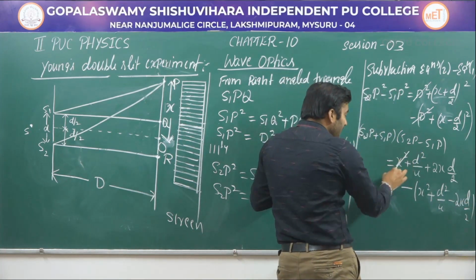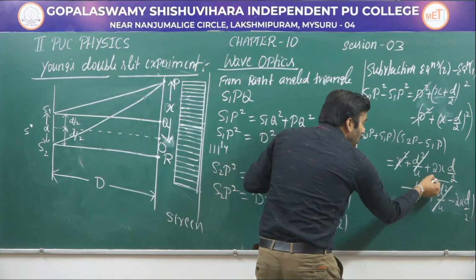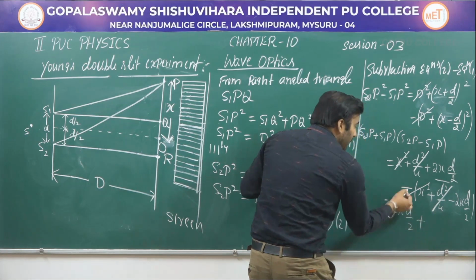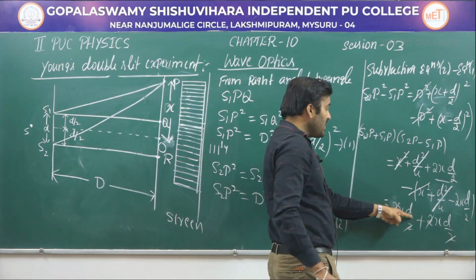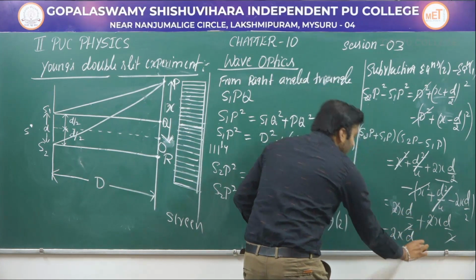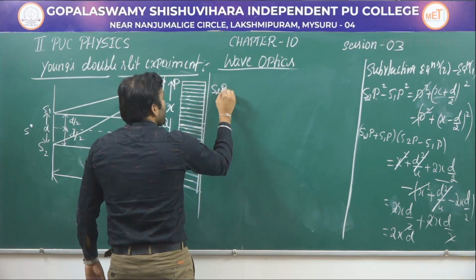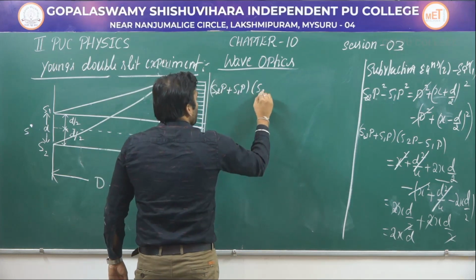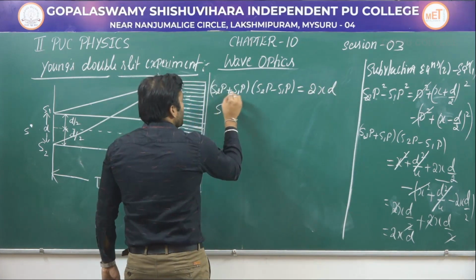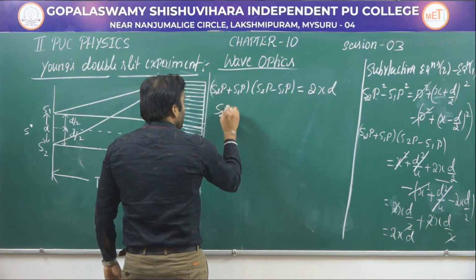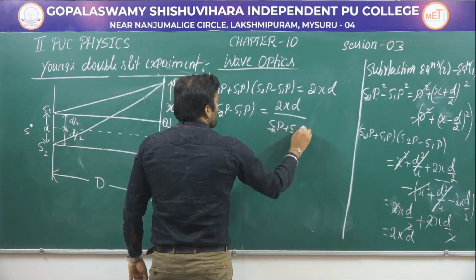Now what are the things you can cancel here? x square and this minus x square get cancelled, d square by 4 and this d square by 4 get cancelled, and this term remains 2x into d by 2 minus of minus plus again 2x into d by 2. These two get cancelled. xd plus xd will be 2xd. Correct? xd plus xd will be 2xd. Next. Now in the left hand side we have S2P plus S1P into S2P minus S1P, which is equal to 2x into d. Now take this S2P plus S1P to the denominator. Therefore this will be S2P minus S1P is equal to 2xd divided by S2P plus S1P.